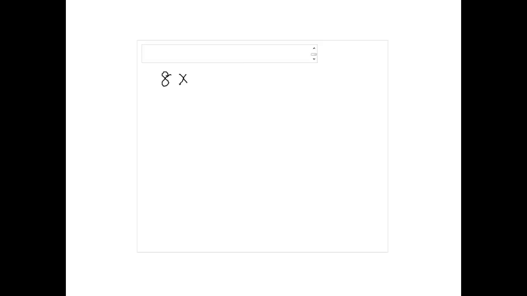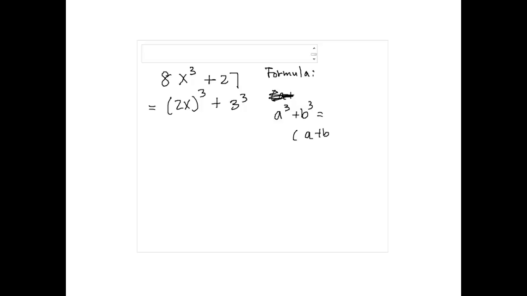Factor completely. 8x cubed plus 27. Notice that 8x cubed is 2x to the 3rd power, and 27 is written as 3 cubed. The formula says a cubed plus b cubed equals a plus b times a squared minus ab plus b squared.